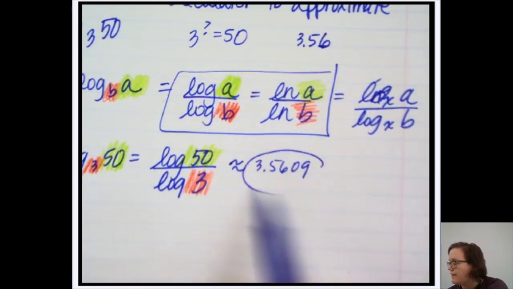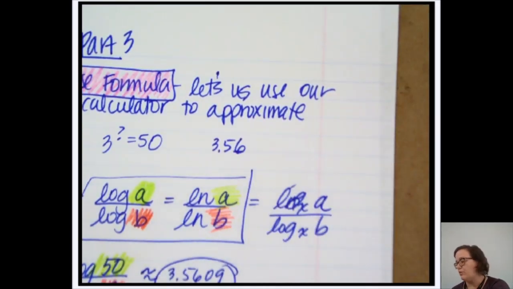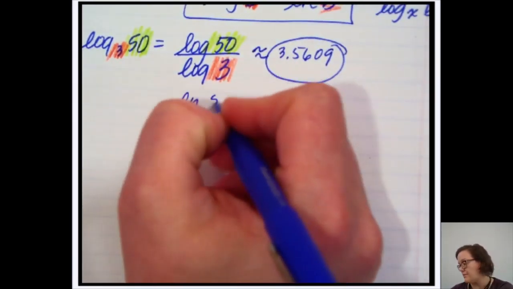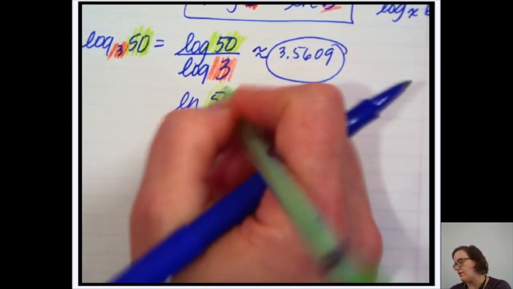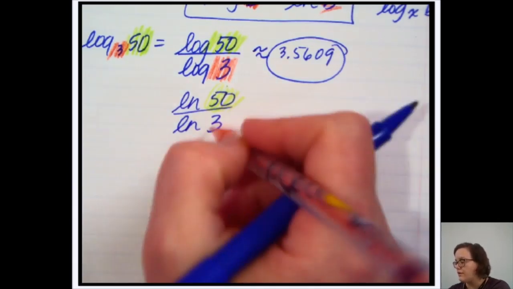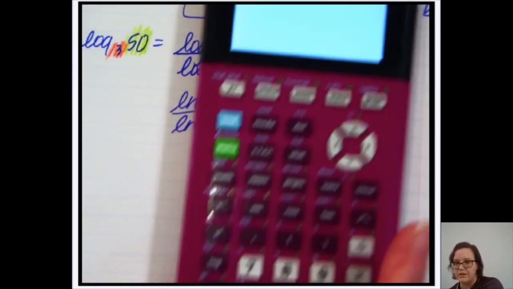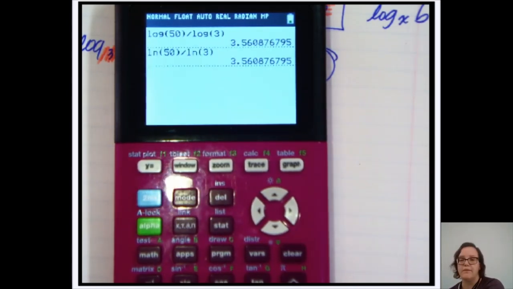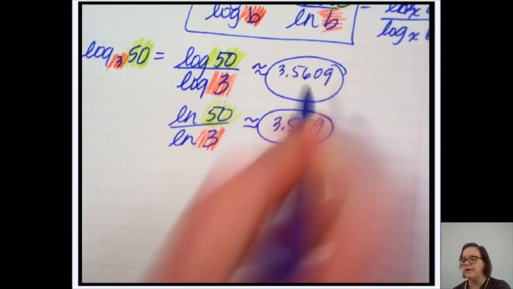Notice we were getting on our way. We got to the 3.56 part, so we're doing a great job. Now, can I use my natural log button and get the same thing? The answer is yes. Let's try that. The natural log of 50 over the natural log of 3. Again, with your calculator, make sure you're careful with your parentheses. I would encourage you to use yours so you're comfortable with it. And we get the exact same thing. So if I use natural log, that's perfectly fine, same as if you use log.